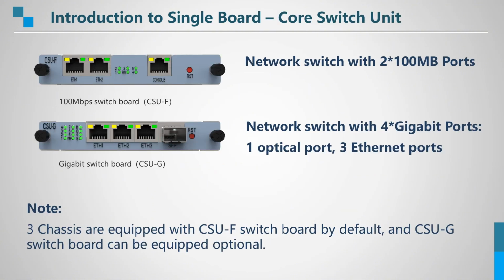Now, let's look at the core switch unit. The core switch unit of UCP comprises a 100 megabits per second switchboard CSUF and a gigabit switchboard CSUG. The CSUF has two 100 megabit ports, while the CSUG is equipped with 4 gigabit ports, including one optical port and 3 Ethernet ports. By default, all 3 chassis types are equipped with the CSUF switchboard, and users can optionally choose to install the CSUG switchboard. These switchboards are crucial for network data exchange and transmission, ensuring high-speed and stable communication between various devices.